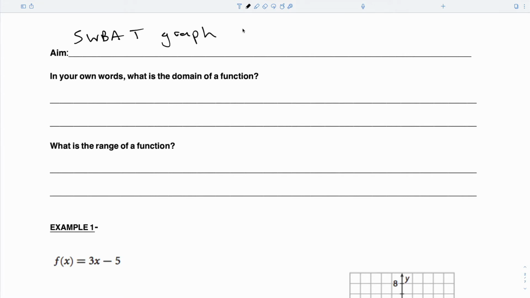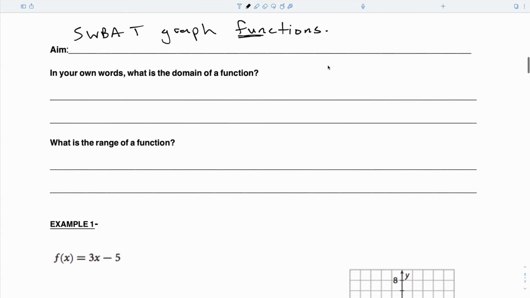Today's aim is students will be able to graph functions. And remember, in this math class, we put the fun in function. Whenever we have functions, we're going to have a fun time. You don't have to laugh.